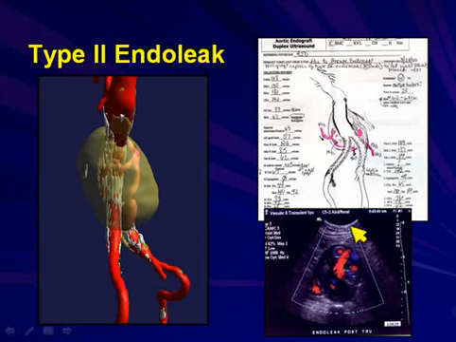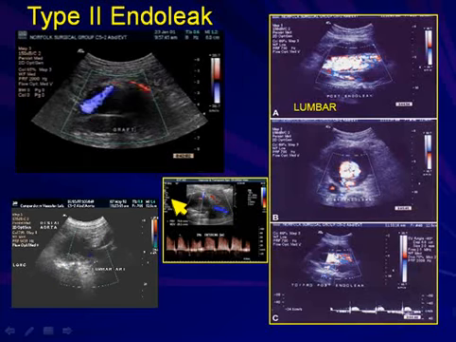This is a typical type 2 endoleak. Here is a whole nest of lumbars that were patent. You can see it's causing a large endoleak in between the 2 limbs of this graft, and this is about a month later a 3D reconstruction CT was done depicting the same type of endoleak.